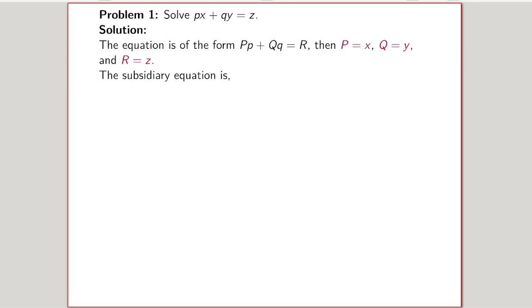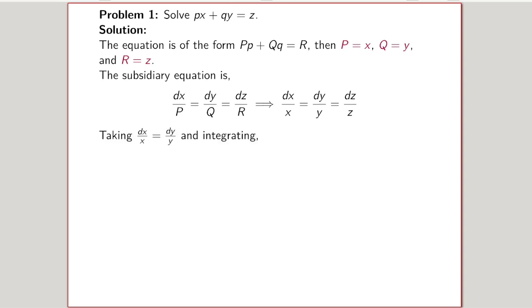Now we have to write the subsidiary equation. As I have told earlier, you have to write dx by P equal to dy by Q equal to dz divided by R. Now substitute the terms correspondingly. dx by x is equal to dy divided by y and this is equal to dz divided by z. Now we are going to pair these equations.